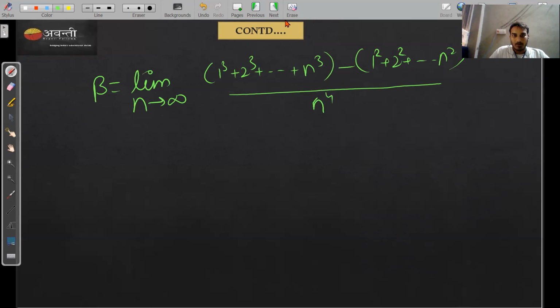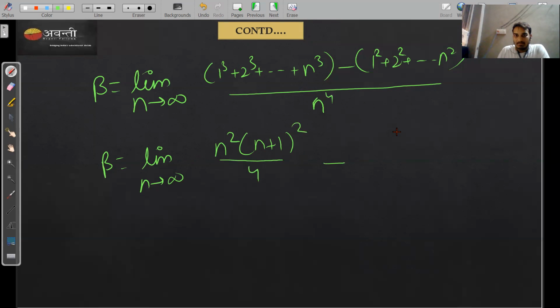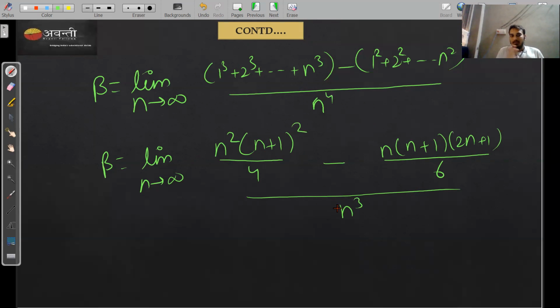Now I think everybody can solve this one. n raised to the power 4 is already in the denominator, so separate this n raised to the power 4. What is the sum of cubes of the first n natural numbers? Tell me, students. It is n square, n plus 1 whole square by 4, minus the sum of squares of the first n natural numbers, which is n plus 1, 2n plus 1 by 6, and n cube is already present. Now separate the n cube in each limit.